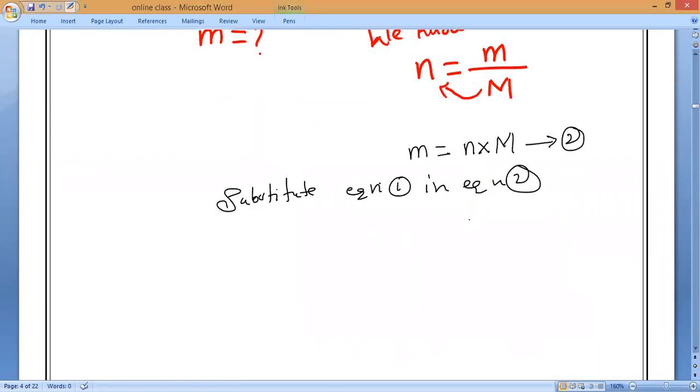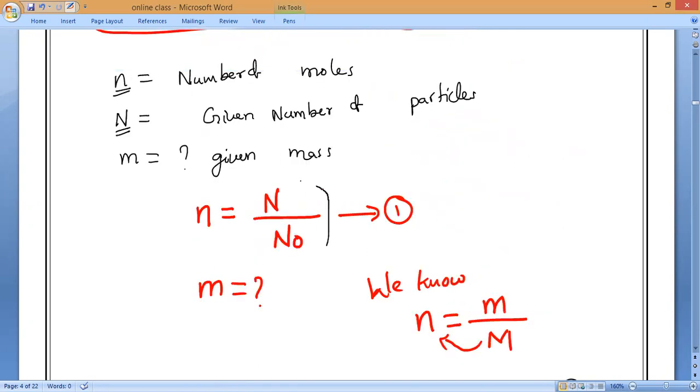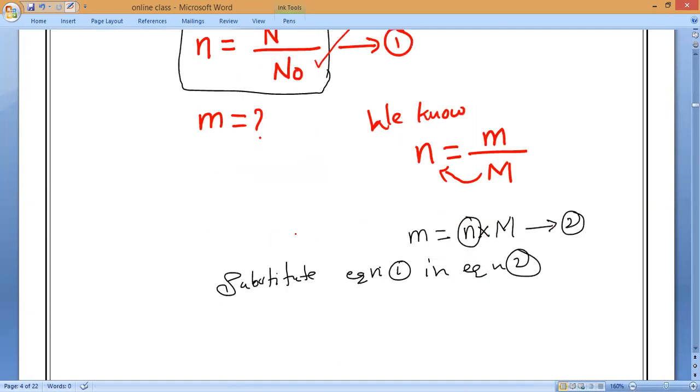Okay. Now, if you notice it, what will happen? In place of n, what can I write, guys? Everybody check it here. Mr. Kaushik, open your mouth, otherwise leave the meeting. I'm very serious. So n means what? In place of n, what can I write? N divided by N naught, means given number of particles divided by Avogadro number.